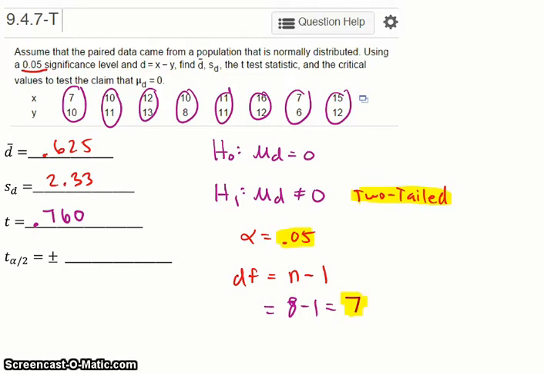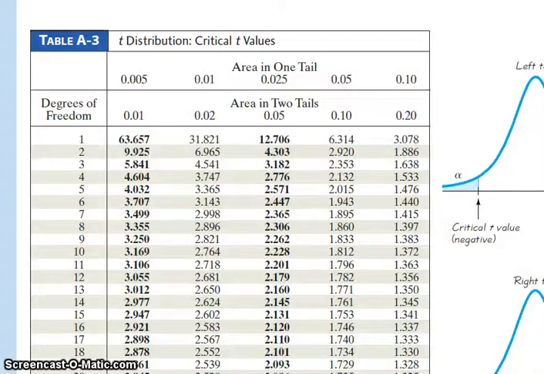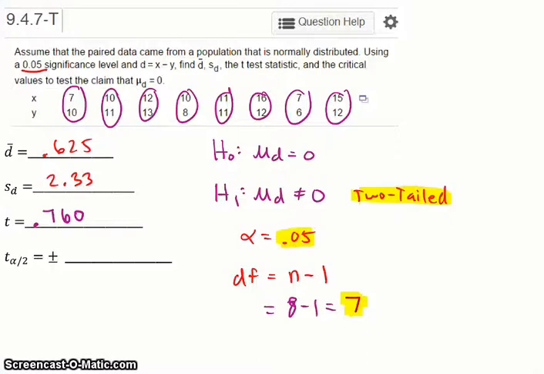Once we have those, let's go over to the table, the critical t values. It's an area for two tails. Alpha is 0.05, so we're in this column. Degrees of freedom is 7, so we're in this row. The intersection between this row and this column would be 2.365. So the critical values are plus or minus 2.365.